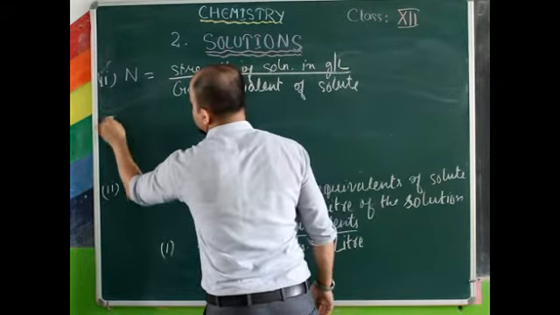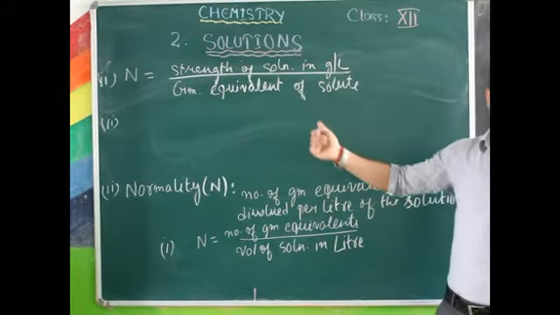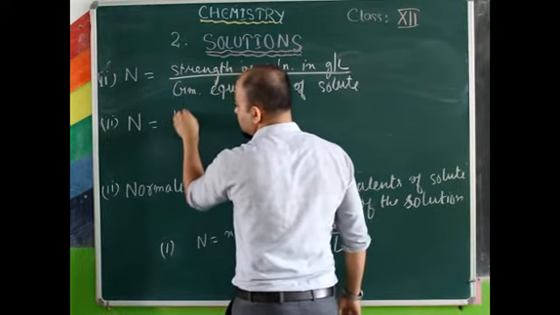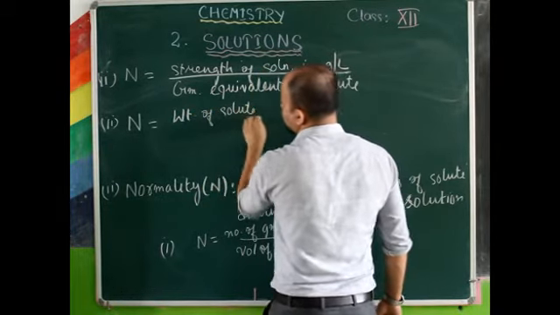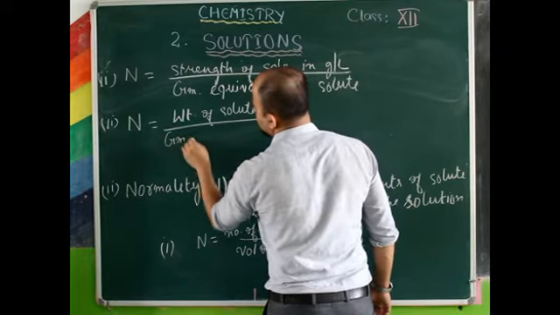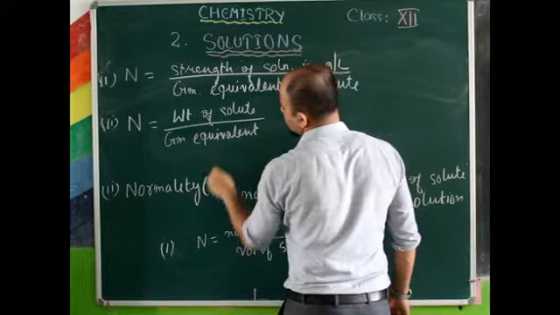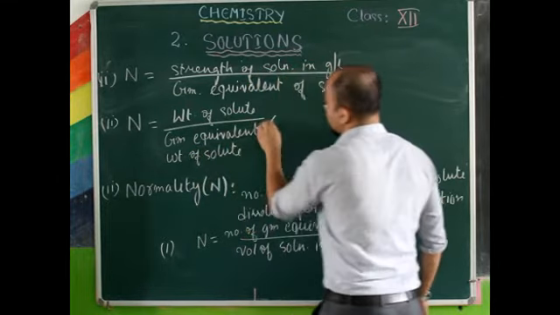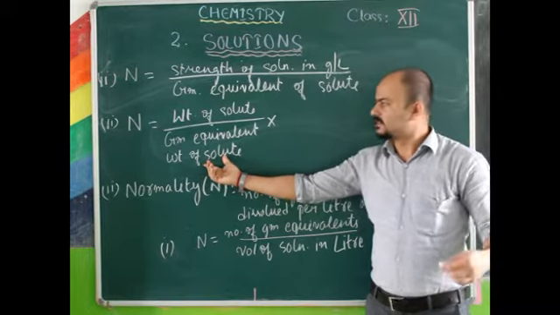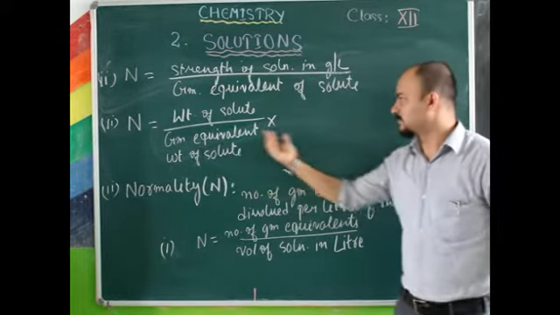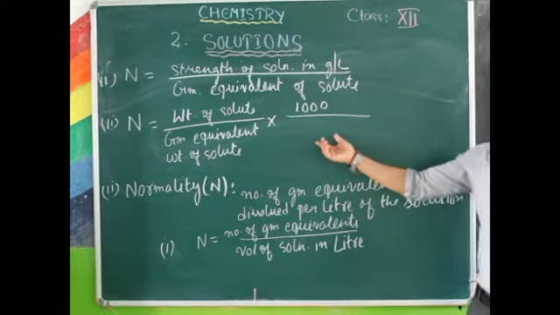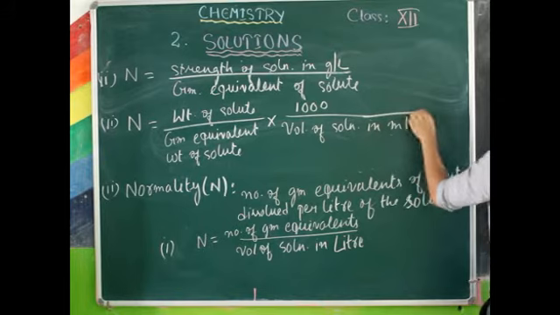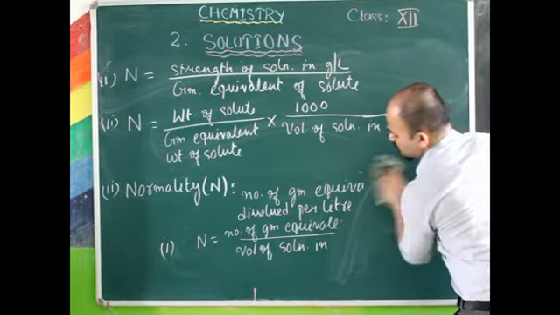And you also have a third expression in which normality is related to what? The weight of solid to the gram equivalent weight of solid. So normality will be equal to whatever weight of solid you have taken, divided by its gram equivalent weight, multiplied by 1000 by the volume of solution in milliliter. I'll show you how to calculate, so you need not worry about this. So now let's discuss gram equivalent weight.